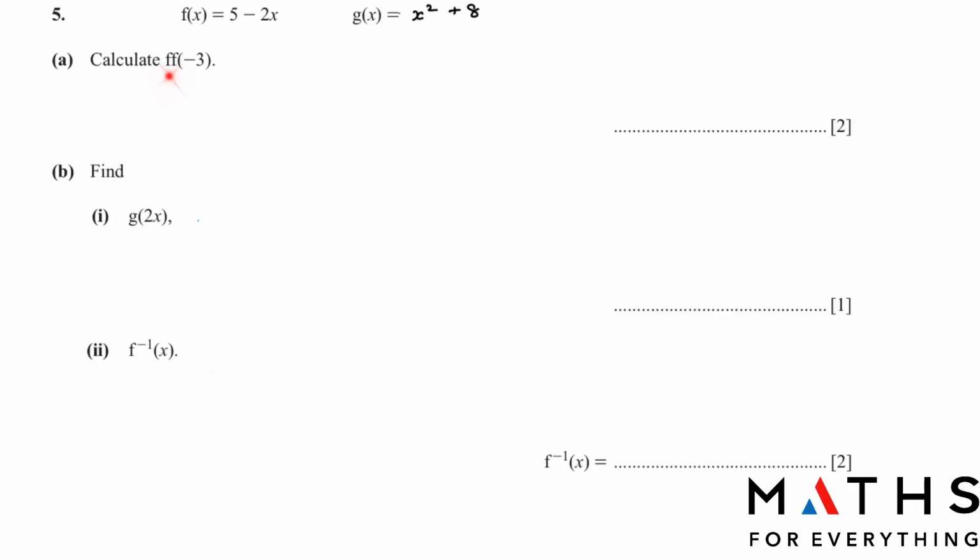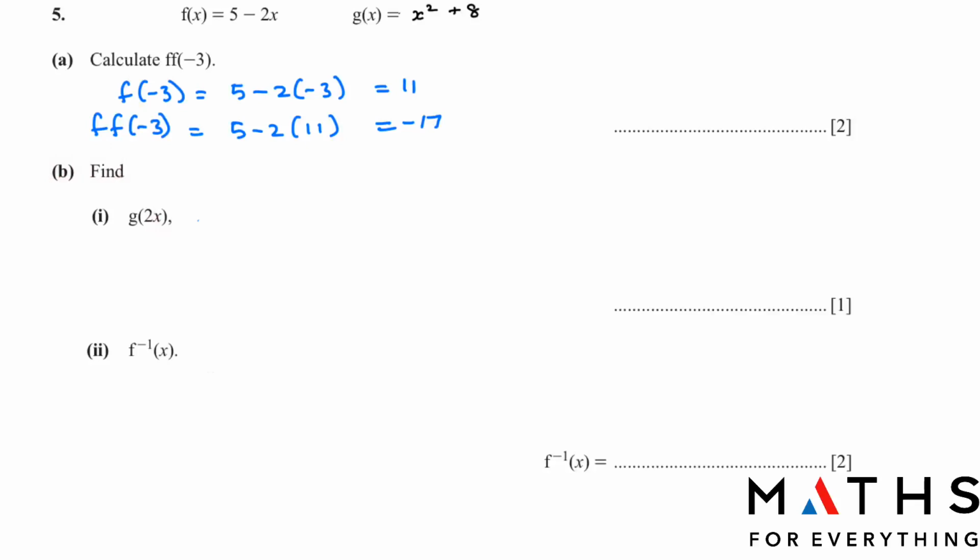Calculate f of negative 3. So the first thing we'll do is we'll find f of negative 3. We will replace the x with negative 3, and that will give us 11. Then we will write the outside f, and in place of x we will replace 11. So 5 minus 2, and in the bracket we'll put 11. That will give us negative 17.